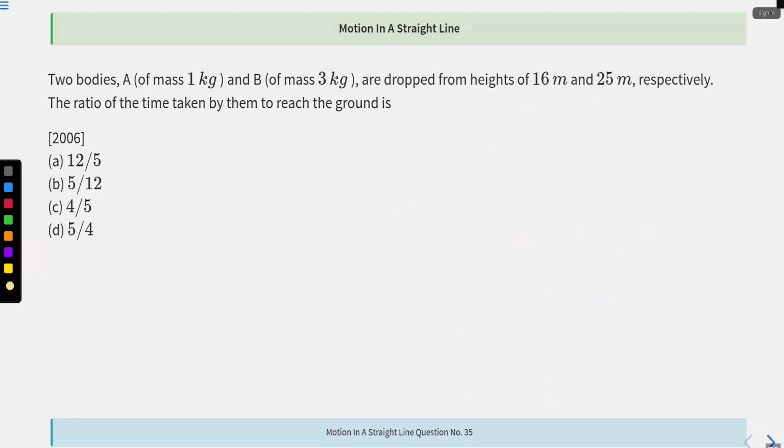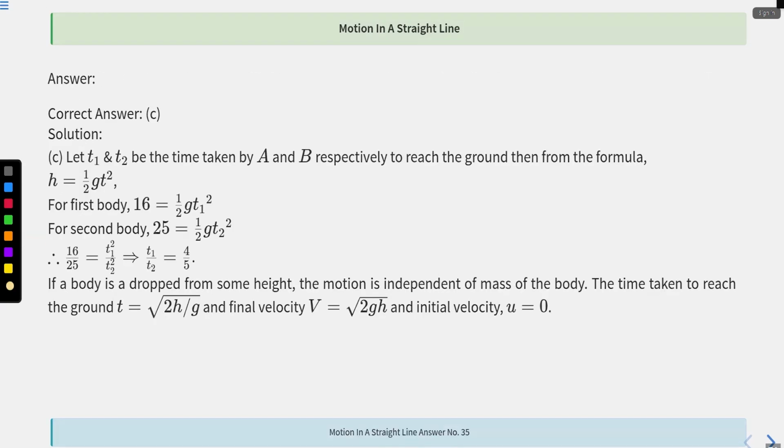Now, two bodies A and B of mass 1 and 3 kgs are dropped from the same height. Okay, the mass ratio basically. If a body is dropped from some height, the motion is independent of the mass. Simple. The time taken to reach the ground is under root of this thing. And the final velocity is this.